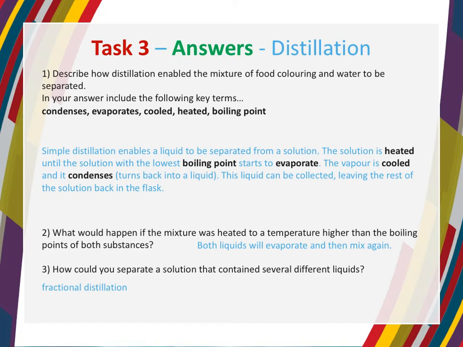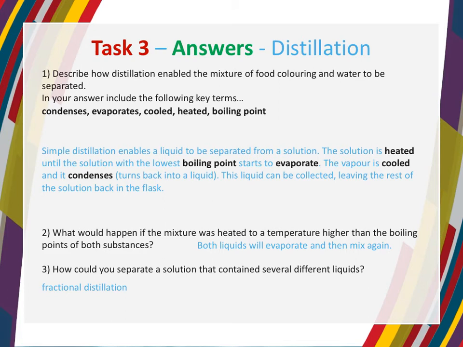describing how distillation enabled the mixture of food colouring to be separated, and using those key terms. So, simple distillation enables a liquid to be separated from a solution. This solution is heated until the solution with the lowest boiling point starts to evaporate. Think about it. You're starting everything off at room temperature, and as you heat it, the compounds in there are being heated up. And imagine a kind of thermometer rising.